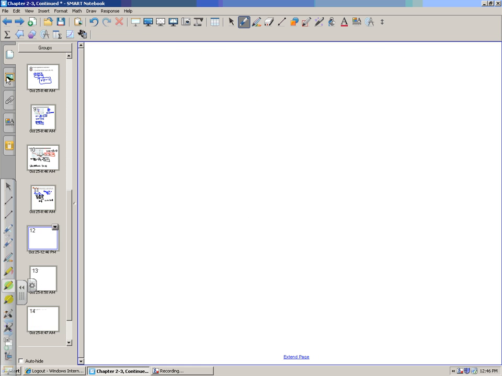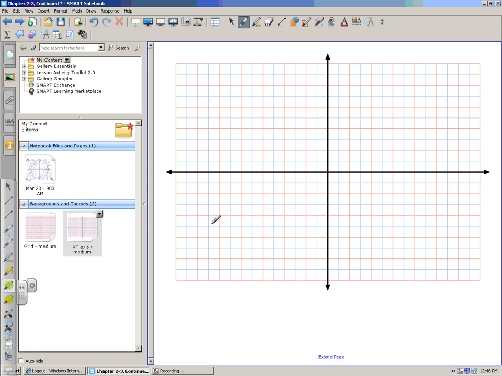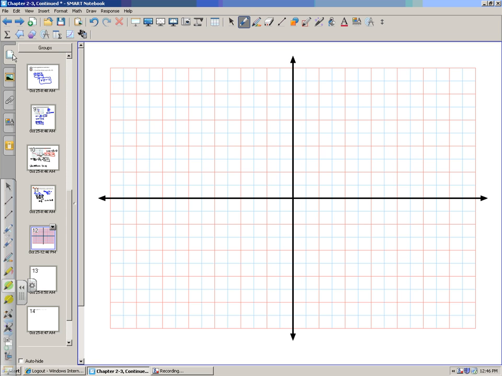I would graph the points 0, negative 4, which puts me right down here. Then what would I do?